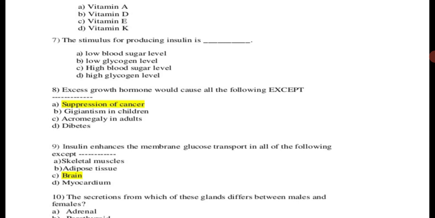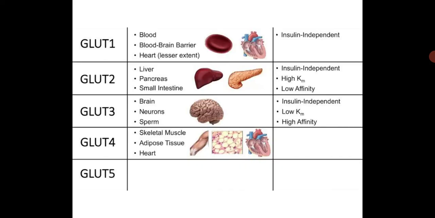Next question, that is the 9th question: insulin enhances membrane glucose transport in all of the following except. Insulin enhances the transport of glucose in skeletal muscle, adipose tissue and myocardium, but insulin does not allow transport of glucose to the brain, because to transport glucose in the brain there is no requirement of insulin.